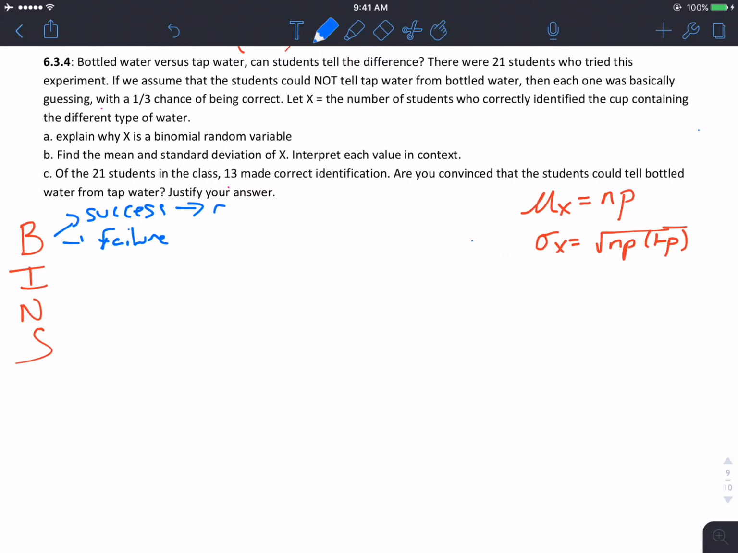And the success is correctly identifies, and failure is incorrectly identifies. So yes, it does pass that first part.